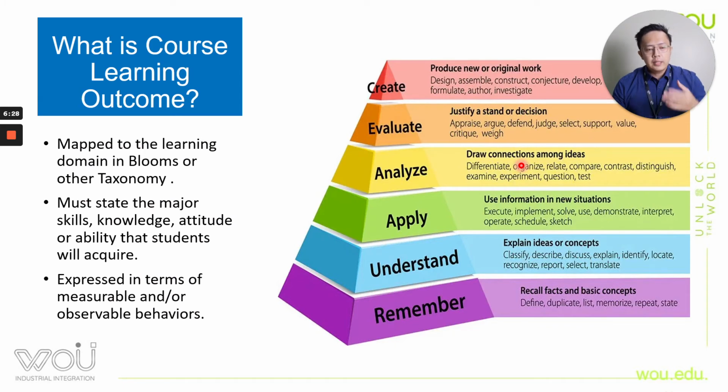Then the second thing when you want to design a course learning outcome is Bloom's taxonomy. All your learning outcomes must be able to map to the learning domain in Bloom's or other taxonomy. So we have different learning domains over here. We have the cognitive domain, the psychomotor domain, and the affective domain. So you have to identify which domain you are trying to tackle.